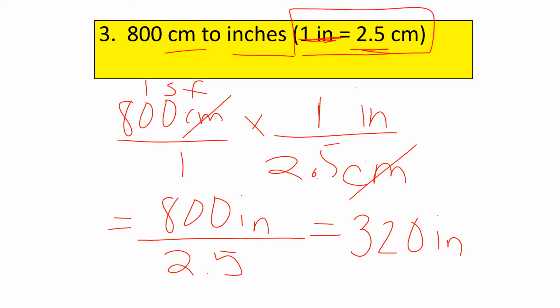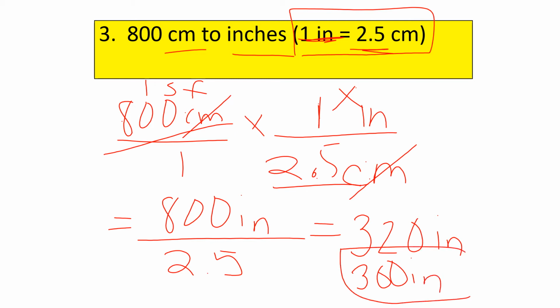So the 1, that's not a sig fig because that's an exact number. So you're looking at the 2.5 and you're looking at the 800. So when you divide, you're going to go with the one with the least number of sig figs, which is the 800. So you'll have a number rounded to 300 inches.